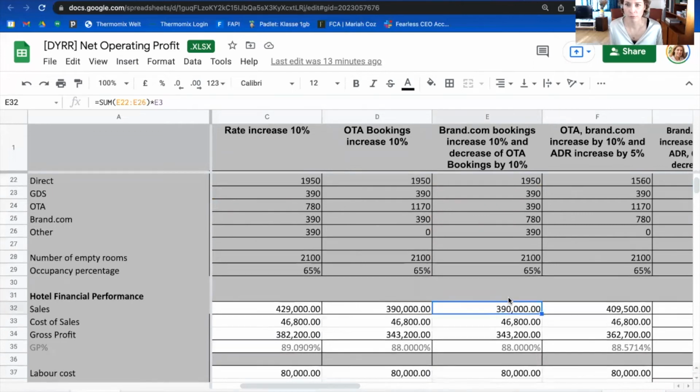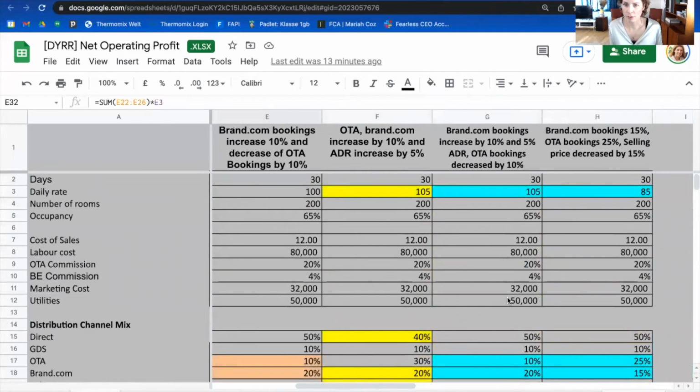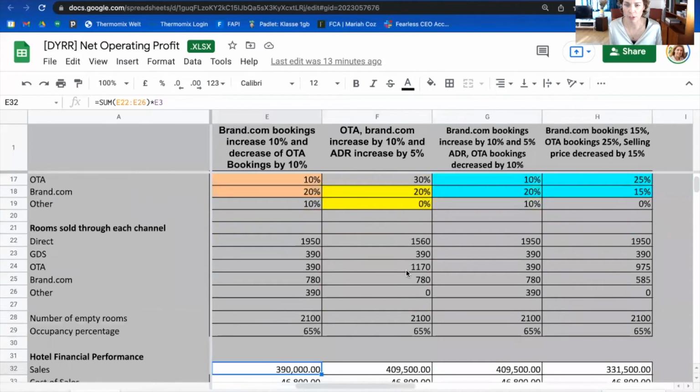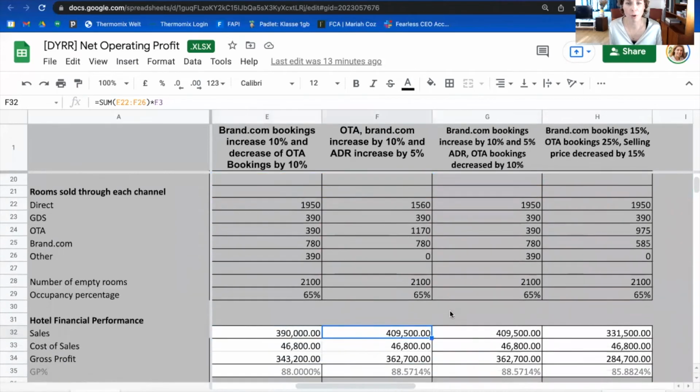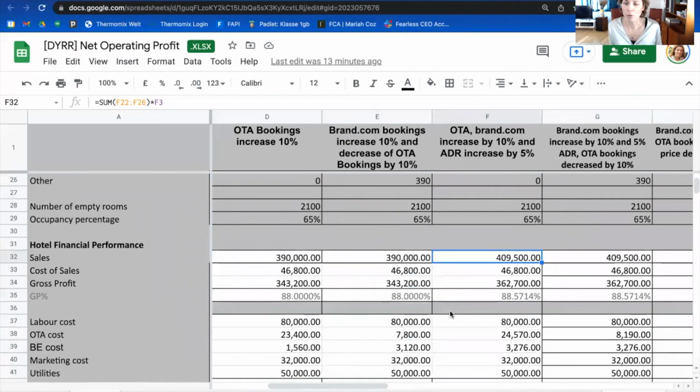My revenue is here. This is where I'm supposed to be here. My revenue is 409,500.